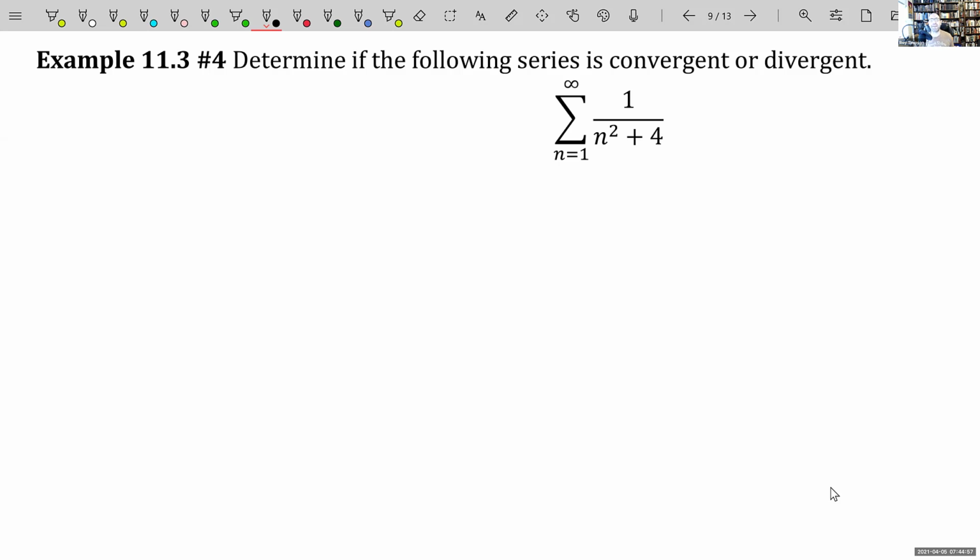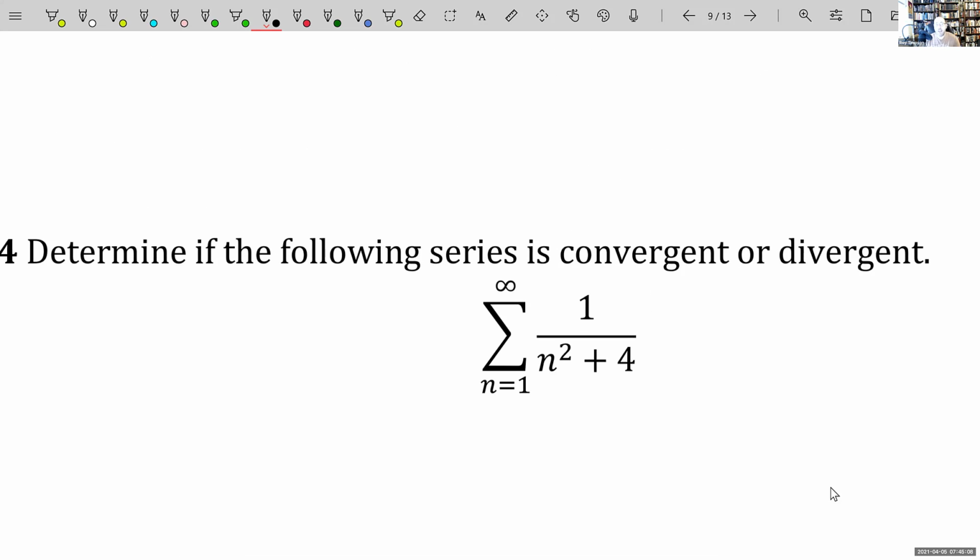All right, so determine if the following series is convergent or divergent. Let's go ahead and approach this as if you're working on an exam. Notice I don't tell you, hey, use this test to determine whether this is convergent or divergent. I don't want to do that to you.